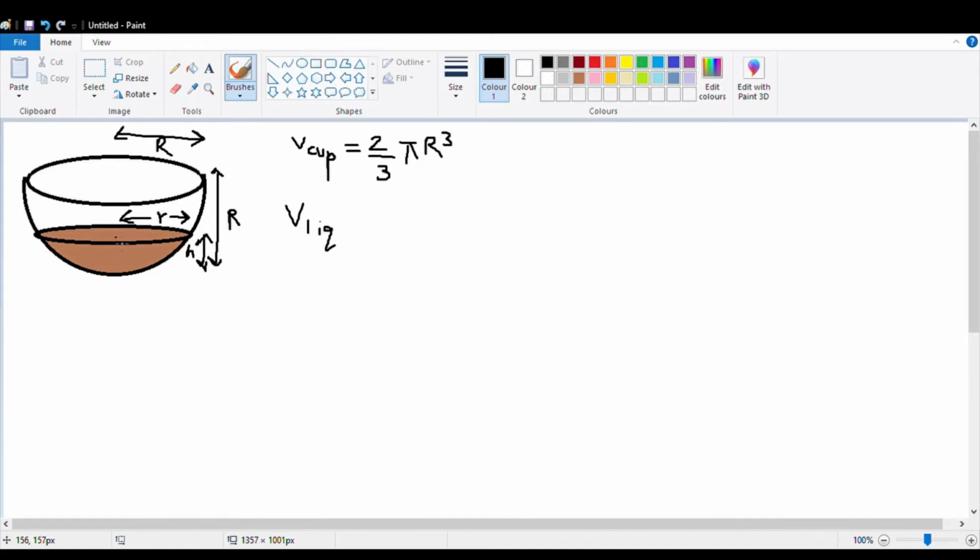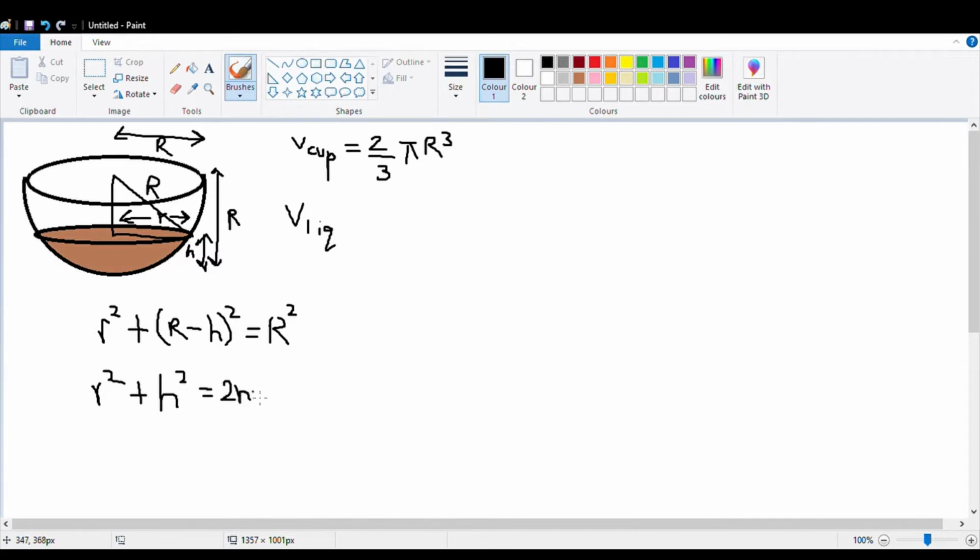So we have a right triangle here like this, and the hypotenuse of this right triangle is capital R. So this would be small r squared plus (capital R minus h) whole squared equal to capital R squared. So this would be r squared plus h squared is equal to 2hR.